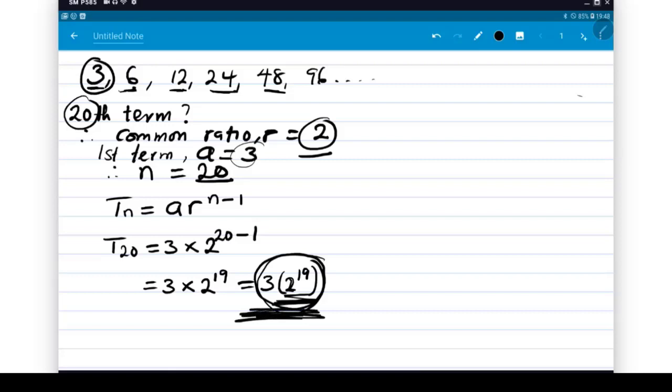So the 20th term here will be equal to 3 brackets 2 raised to power 19. Or we can write it as 2 raised to power 19 bracket 3. Anyhow, still the same thing.